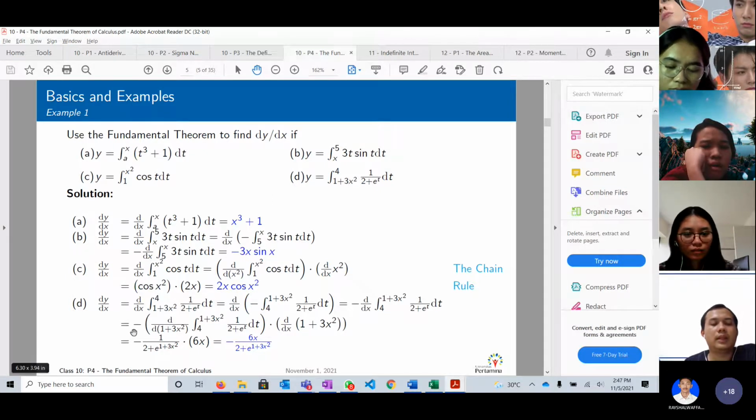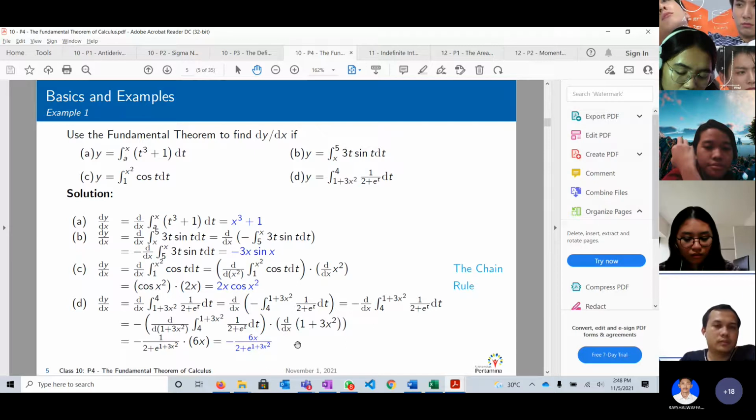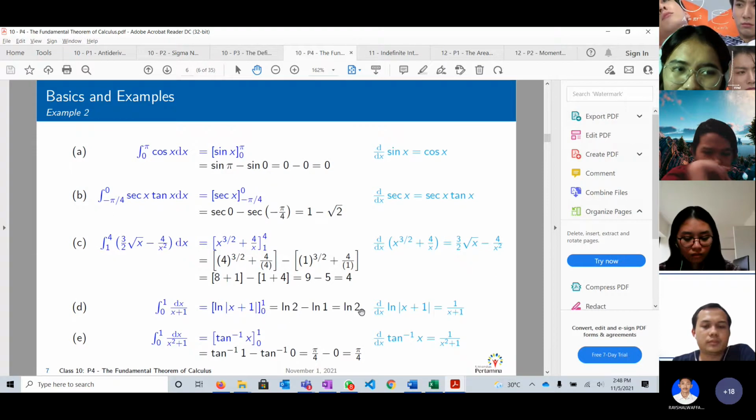The same thing happens with d. In the question D here, we need to flip the integration limits first, and then we apply the chain rule again. Any question? No? Yeah. Okay.